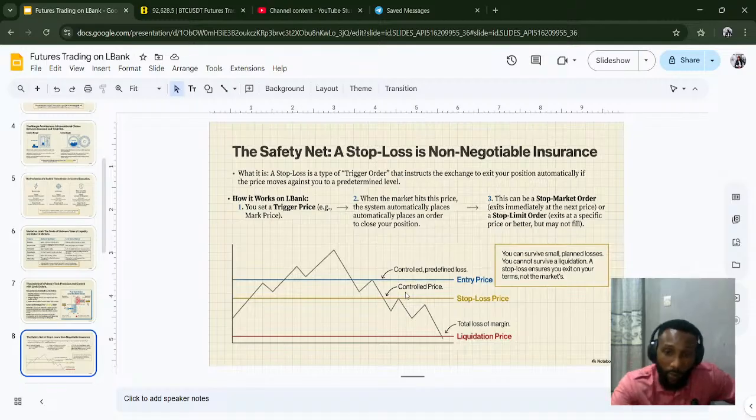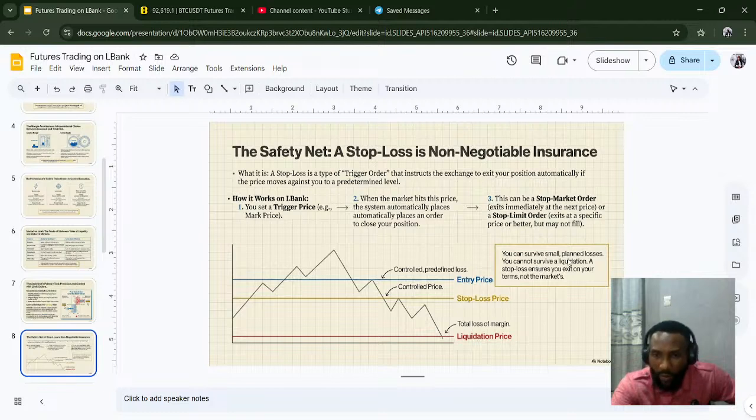If you do not put it, boom, your price will keep going down till it liquidates you. This is your liquidation price down here, where you are taken out of the market and lose your margin. You can see that is a total loss of the money. So all this is controlled with a stop loss. So that is understood.